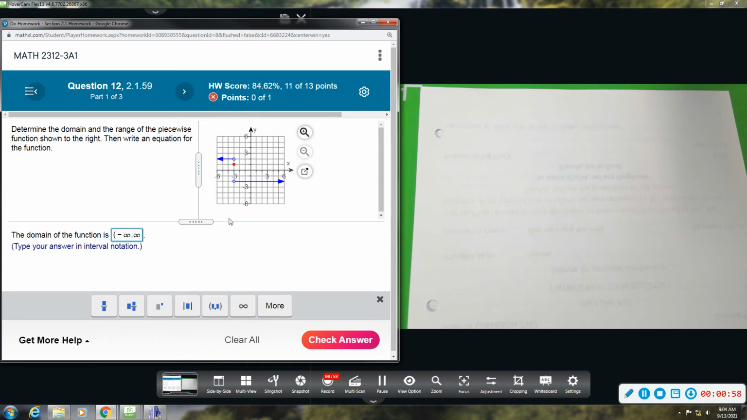Now, had this point not been there, we would have to break this graph into two pieces, the part to the left of -3 and the part to the right of -3. So we would say negative infinity to -3 with parentheses, and then you would have to union -3 to positive infinity. But because this red point is there, that gives us all the missing pieces.